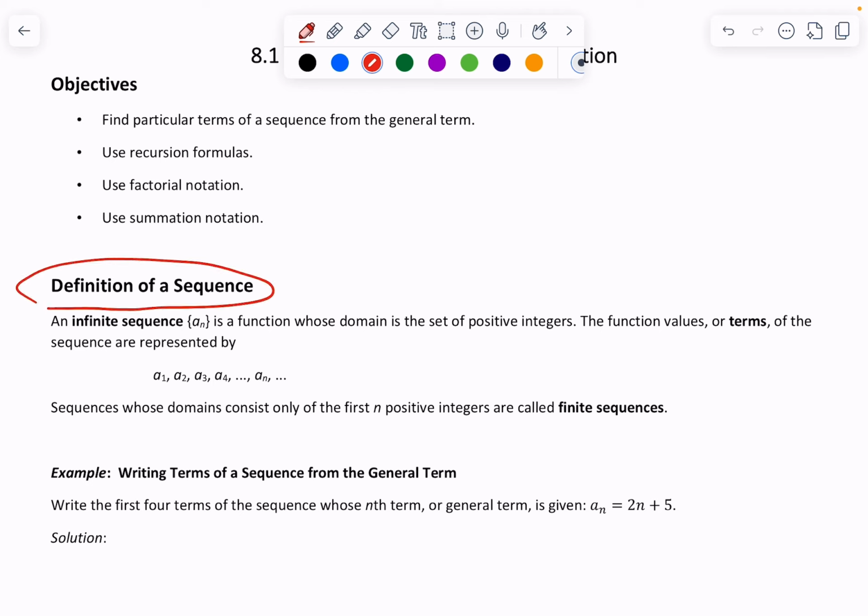So, an infinite sequence, a sub n, is a function whose domain is the set of positive integers. The function values or terms of the sequence are represented by a sub 1, a sub 2, a3, a4, all the way to a sub n. And so sequences whose domains consist only of the first n positive integers are called finite sequences.